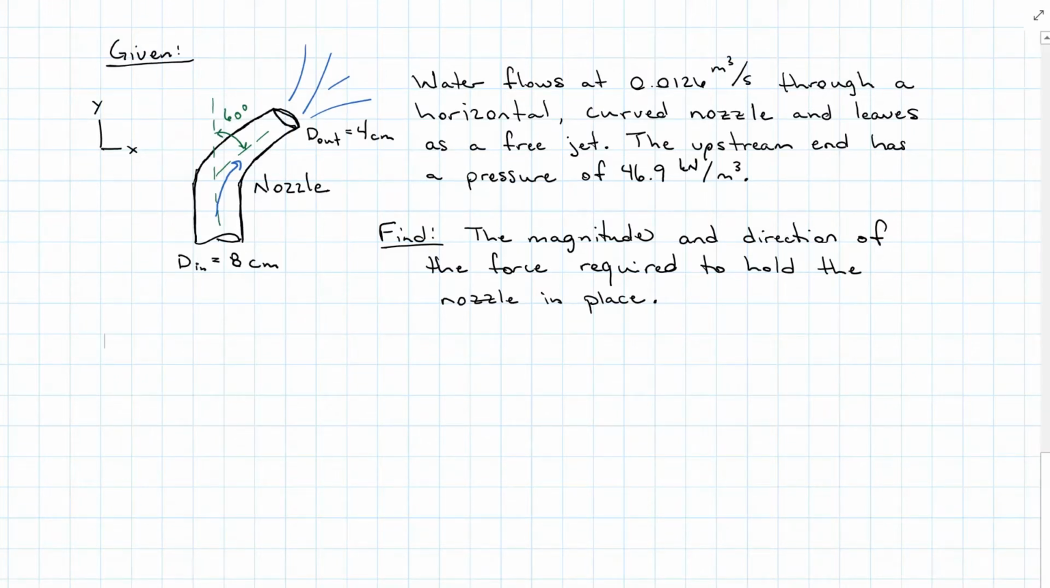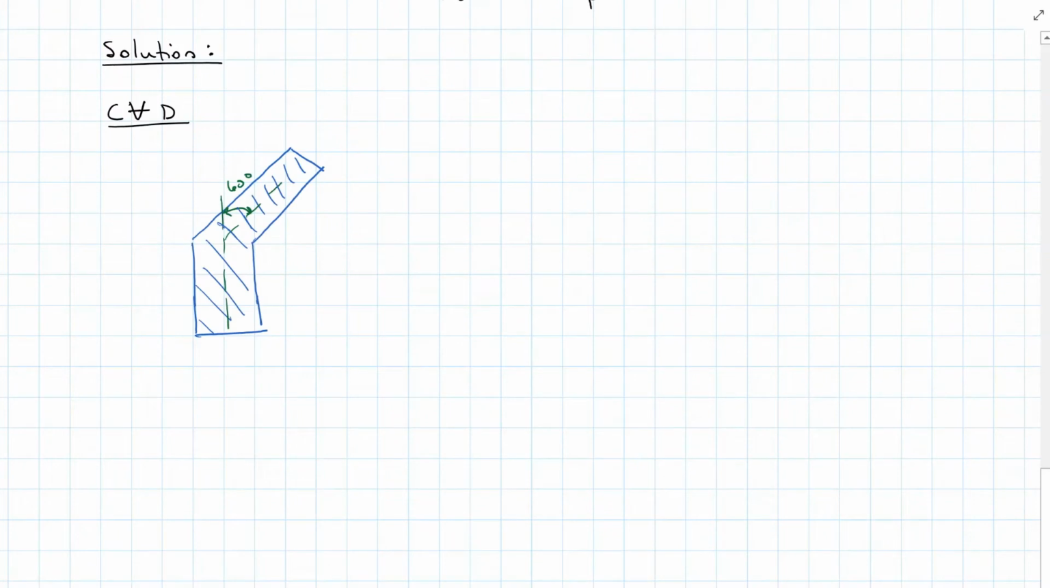We can see in our given image that the nozzle portion of the pipe is 60 degrees from the incoming line of the pipe. The incoming diameter is 8 centimeters and the outgoing jet diameter is 4 centimeters. I'm going to start with my control volume. So we have here our control volume diagram. Now there's forces holding it into place.